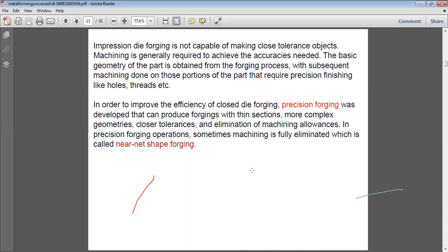In precision forging operation, sometimes machining is fully eliminated, which is called near net shape forging. When we fully eliminate the use of machining, we produce the finished part directly, and we get the required surface finish right on the forging itself. That is known as near net shape forging in this case.